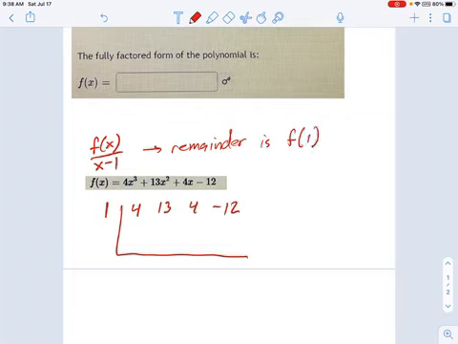Now we want the remainder to be 0. If the remainder is 0, we found a factor. We found a real root. So does f of 1 equal 0? That's my question. Well, 1 cubed is just 1, 1 squared is just 1, this should be pretty quick.